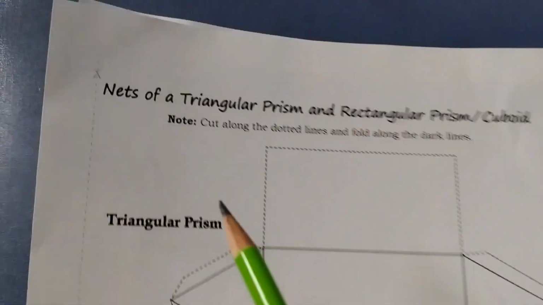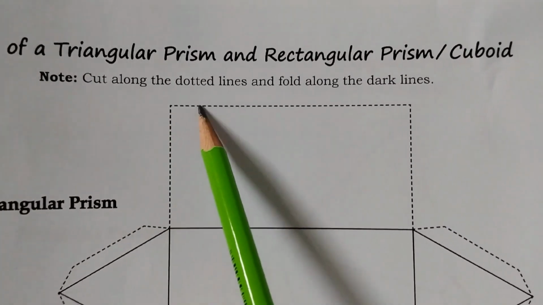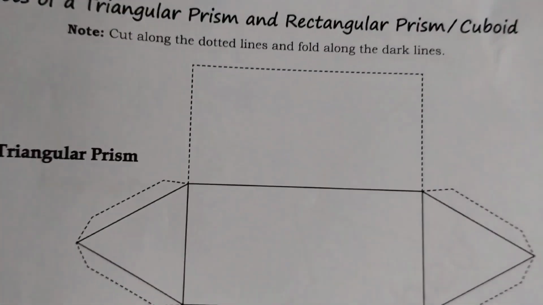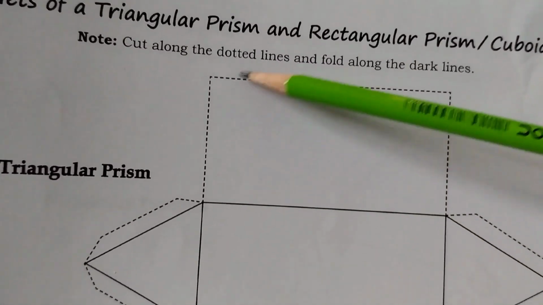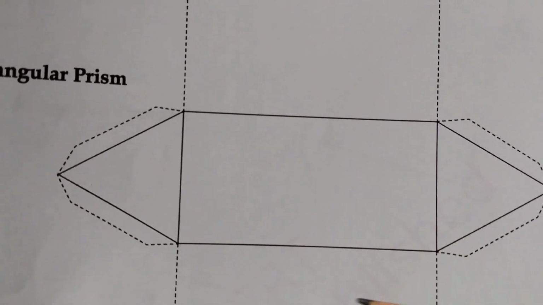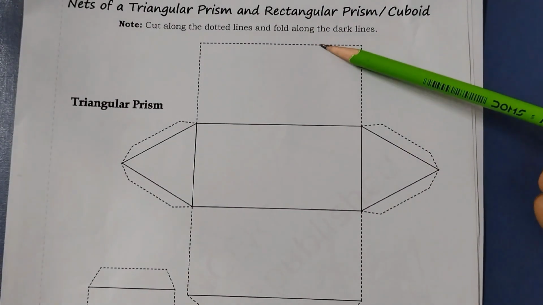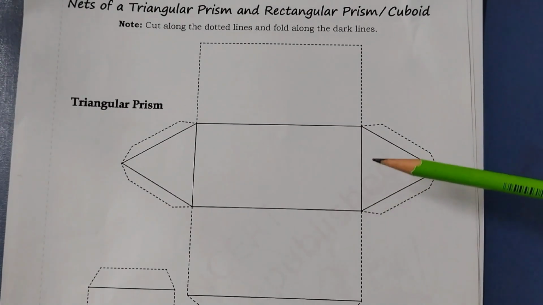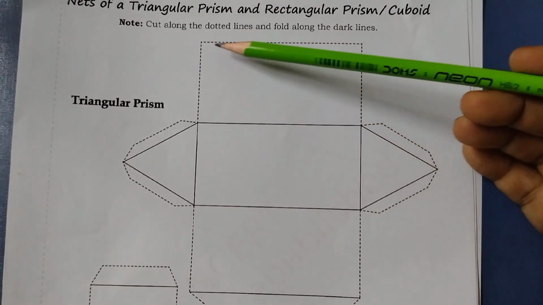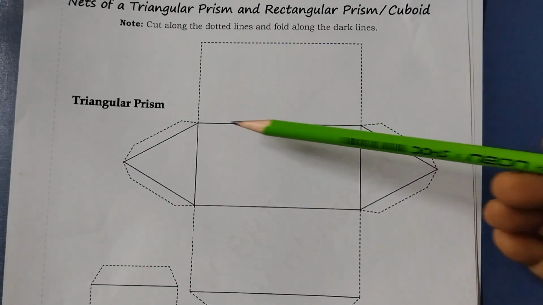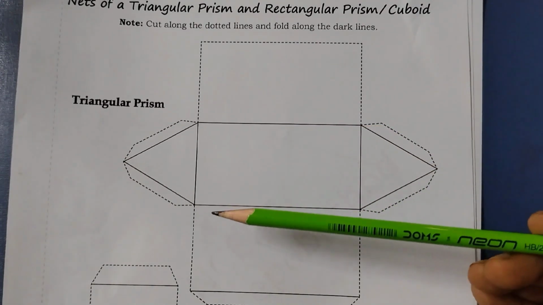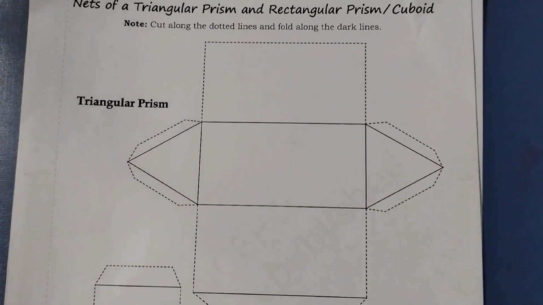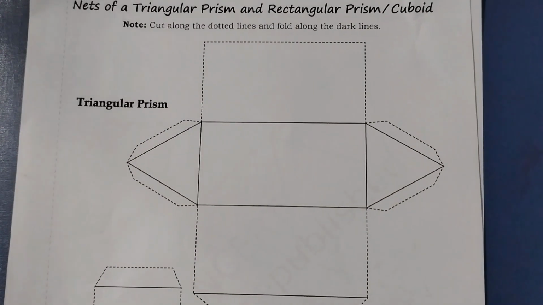Please note the instruction. It says cut along the dotted lines and fold along the dark lines. If you see the net here, you will see some dotted lines and some dark lines, right? This is a dotted line here also, but these are dark lines, right? So you need to give a cut along the dotted lines and then you need to fold it along the dark lines. Let me show you how to do this. For this you would need a scissor. First I will give a cut.